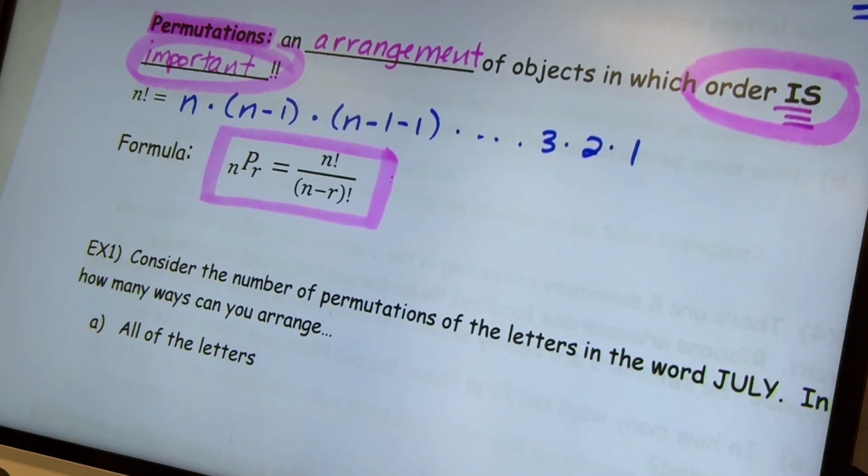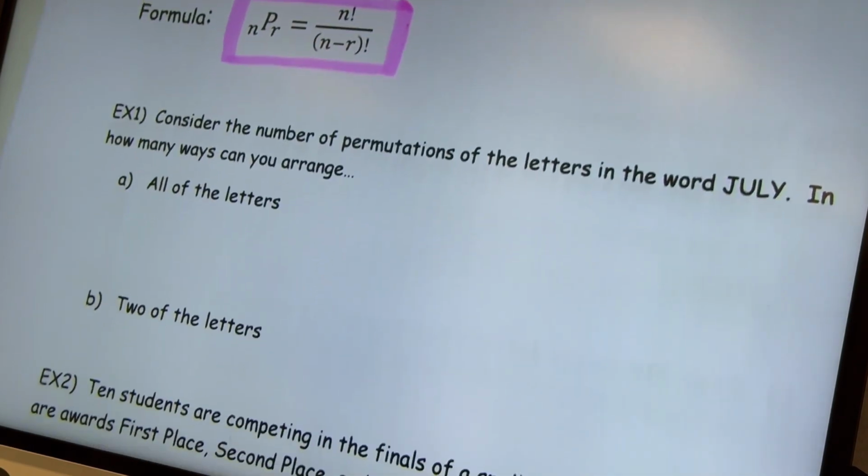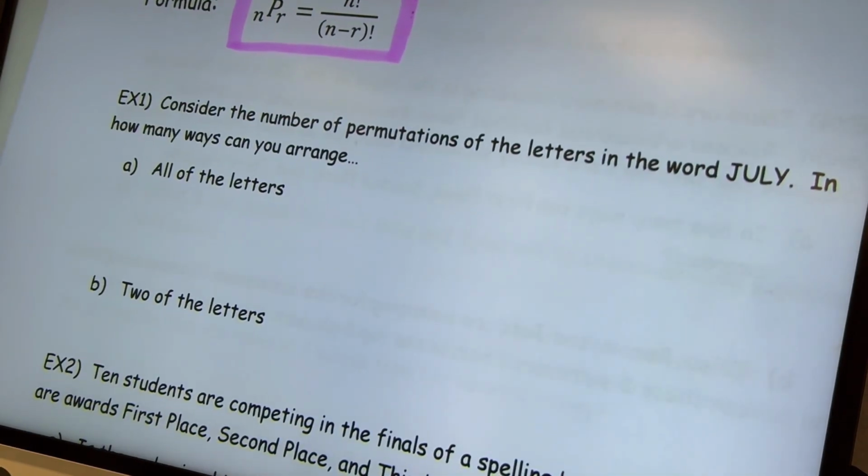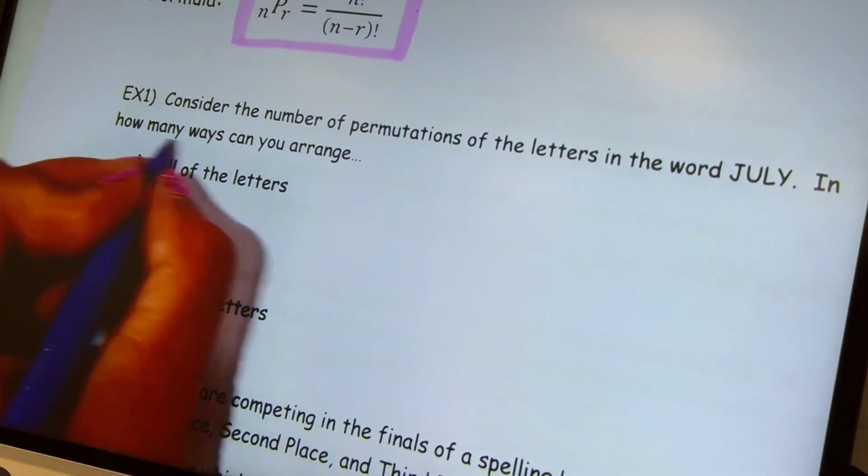So example 1, we're going to consider the number of permutations in the letters in the word July. How many letters are in the word July? 4. 1, 2, 3, 4, none of them are repeating. We need to figure out in how many ways can we rearrange.